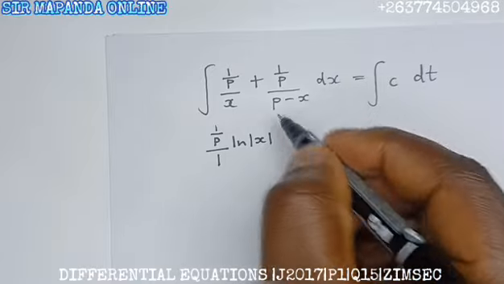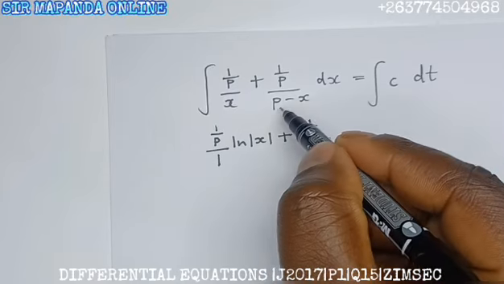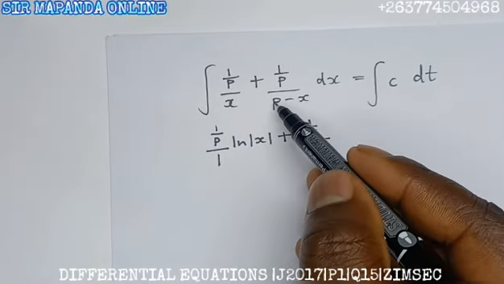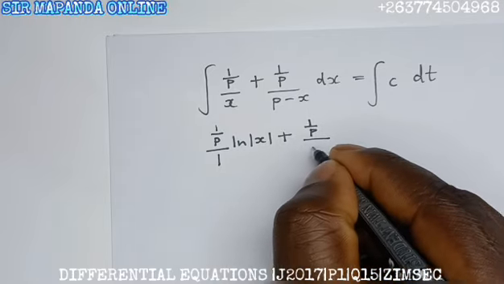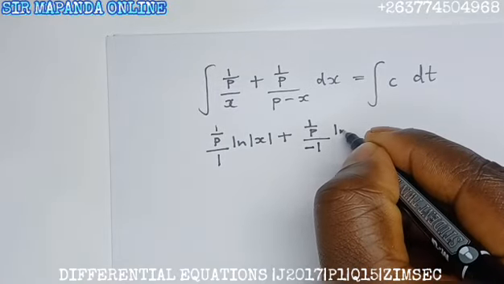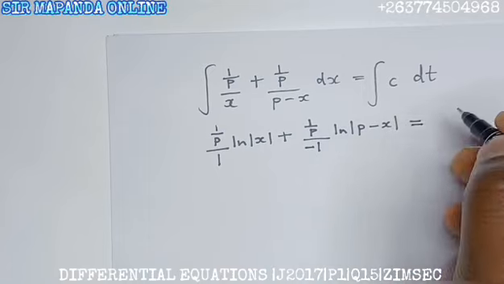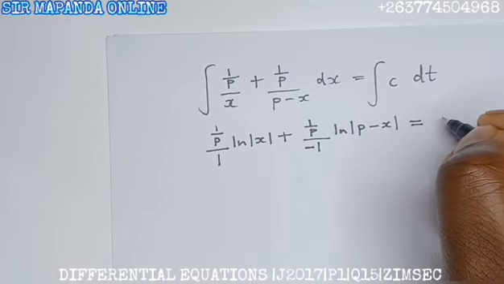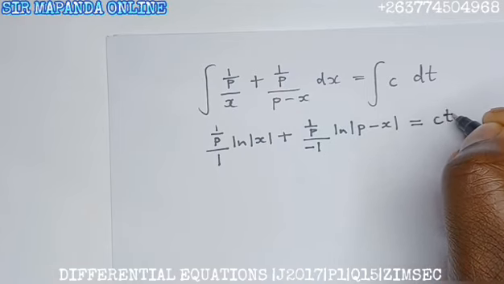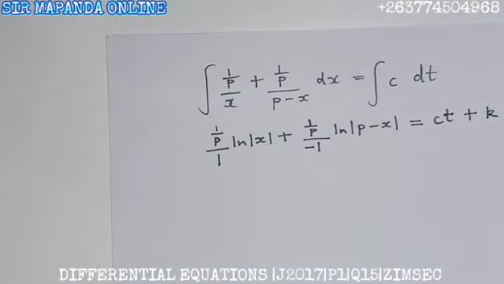Then you write 1 plus 1 over p, which is your numerator here, divided by the derivative of p minus x. P is a constant term, so the derivative of p is 0, but the derivative of minus x is minus 1. You put minus 1, then you write ln modulus p minus x is equal to the integral of c. C is just a number, so integrating a constant, you just put t in front. Then you write plus a constant k, something like this. I hope you are following.